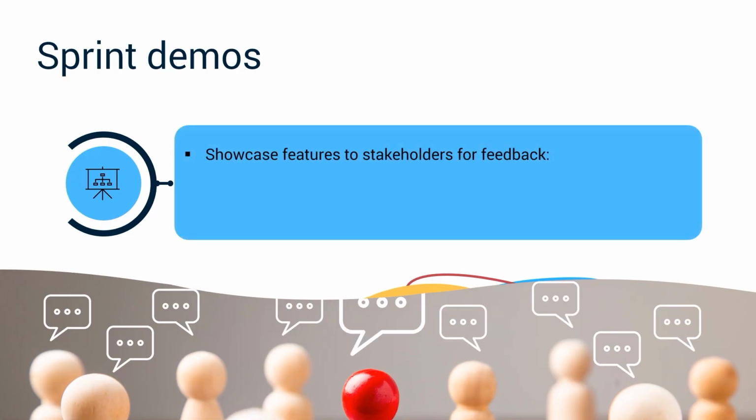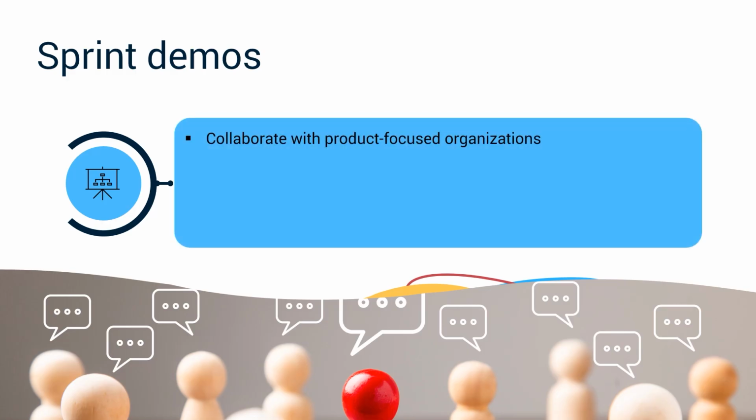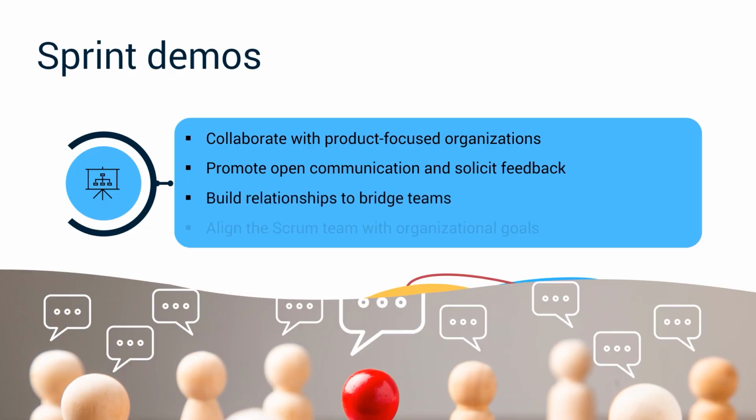Above all, the product owner should prioritize sprint demos. These serve as a crucial platform for showcasing new features to the stakeholders and gathering valuable feedback. The feedback helps refine planning and prioritization, ensuring alignment with organizational goals. Beyond sprint demos, the product owner plays a vital role in fostering collaboration with product-focused organizations. By promoting open communication, soliciting feedback, and building relationships, they create a strong bridge between the Scrum team and the broader organization.